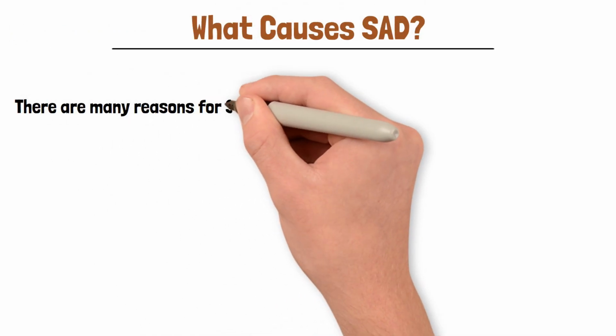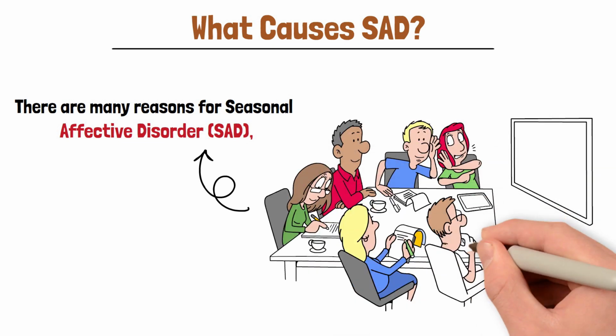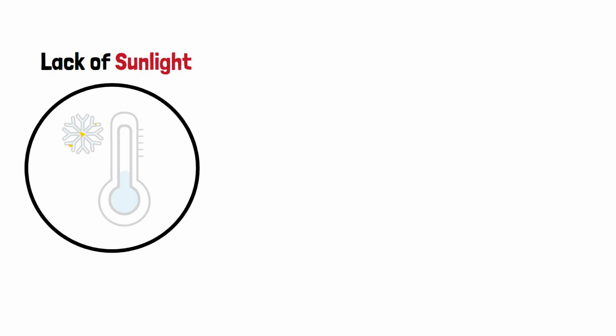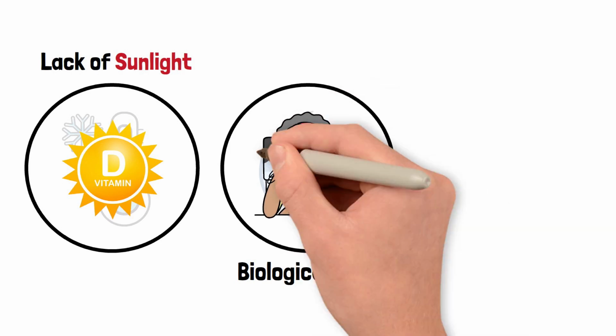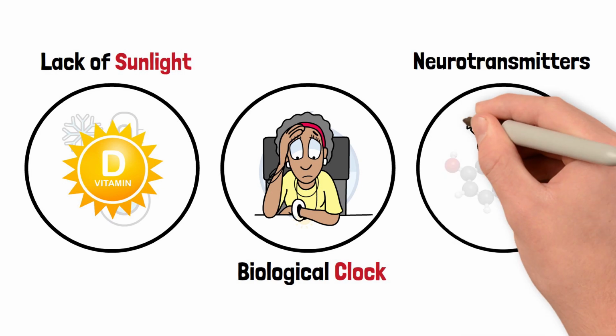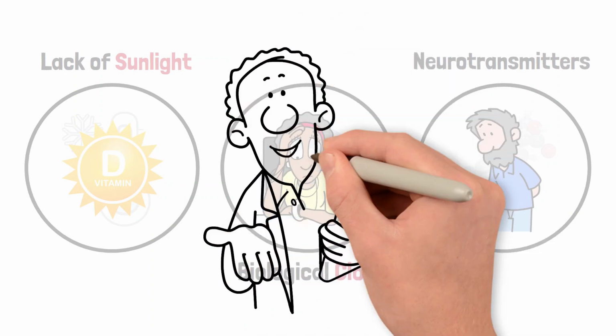Now let's move forward to where we will learn what causes it. Friends, there are many reasons for seasonal affective disorder, SAD. Here we are telling you about some common reasons found in many people. Starting with lack of sunlight. In the winter season, there is less sunlight, which can lead to a deficiency in vitamin D. Next, biological clock. Our internal clock, or circadian rhythm, can't adjust according to the season, making us feel sad. Next, neurotransmitters. An imbalance of chemicals like serotonin and melatonin also gives rise to SAD. Friends, these were some common reasons often found in people.